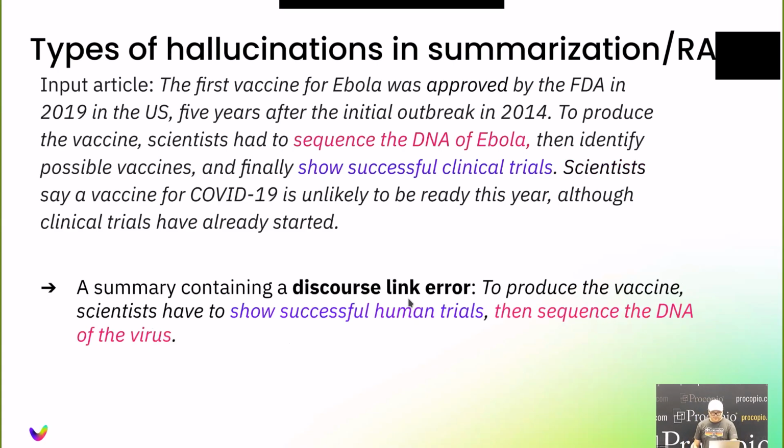Now let's look at another kind. This one is even trickier. It says, to produce the vaccine, scientists have to show successful human trials, then sequence the DNA of the virus. Do you feel something is weird here? How come they already do human trials before they know the DNA of the virus, right? But if you read the original document, it says, to produce the vaccine, scientists had to sequence the DNA of Ebola, then identify possible vaccines, and finally show successful clinical trials. So the summary generated by the large language model totally flipped the order of developing a vaccine.